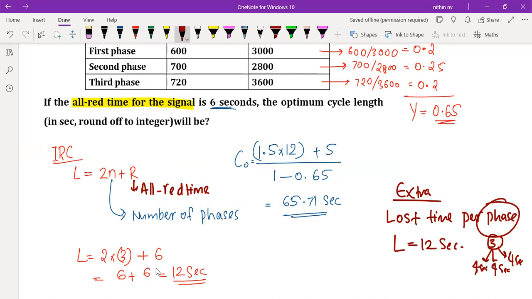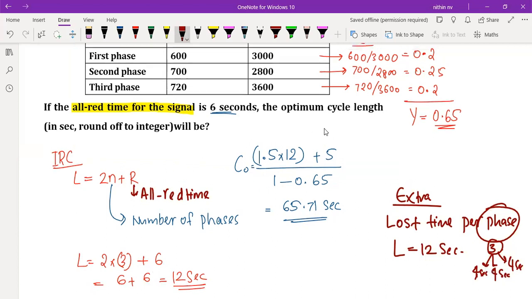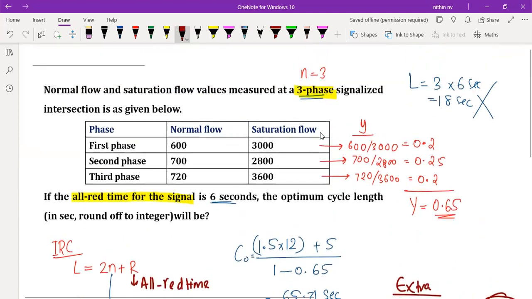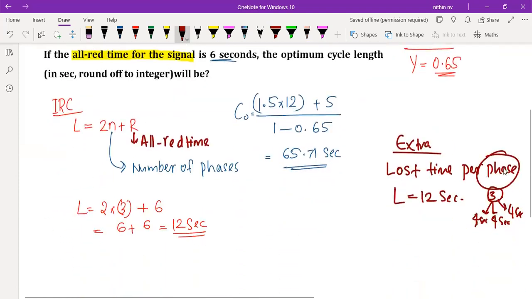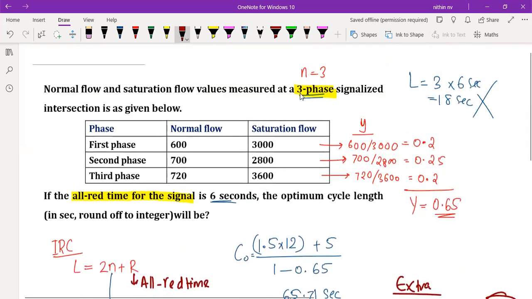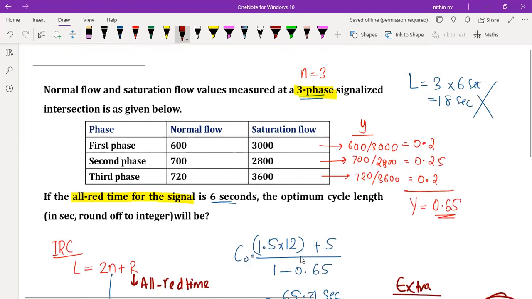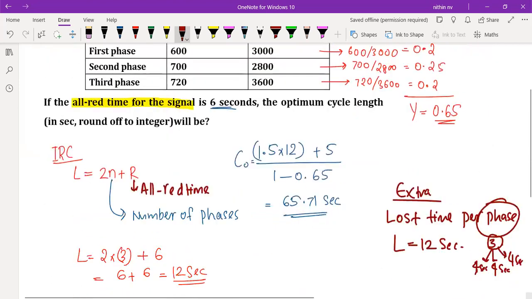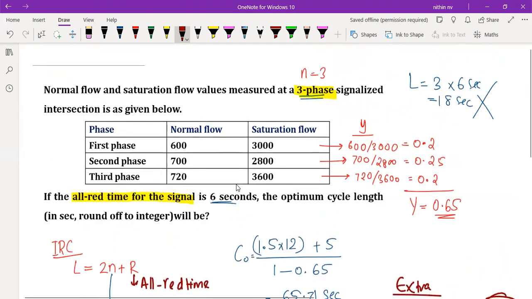Okay. So either they can give the data like this as we are seeing in the question, or suppose they were giving like this, the lost time per phase is 4 seconds. Then also what we can do, 4 seconds into 3, then 12 seconds, like that also we can take. So depends upon the question, how they are giving the data. Sometimes we'll directly multiply like this and take, or if they are giving all at a time, then use this particular equation 2n plus r and calculate n value. Understood, guys? So I hope now you have got enough idea regarding how to calculate the optimum cycle time.